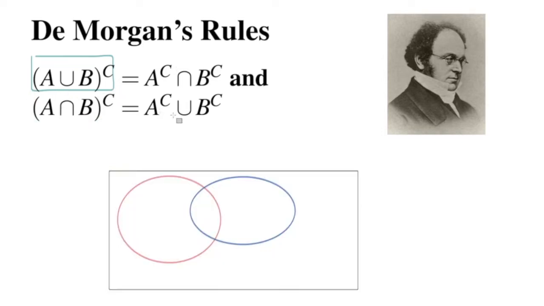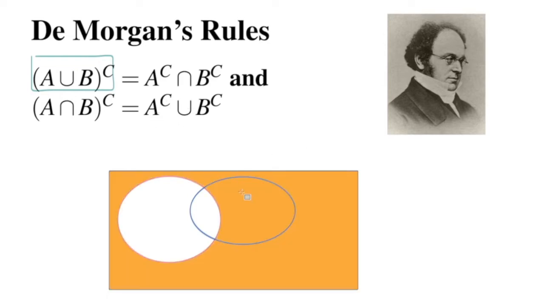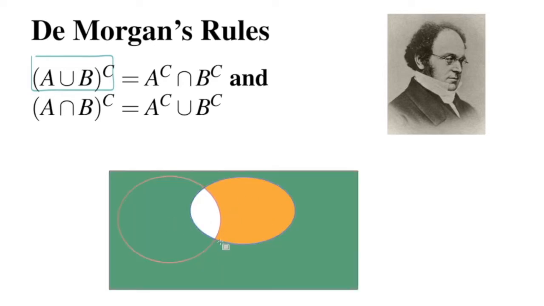Okay, so let's look at the right side of the equation. The complement of A will be any region outside of A, so any region outside this circle. The complement of B will be any region outside this circle, so it'll be that area and that area. So we want the union of those two things. So it will be any region that was in either of those sets.